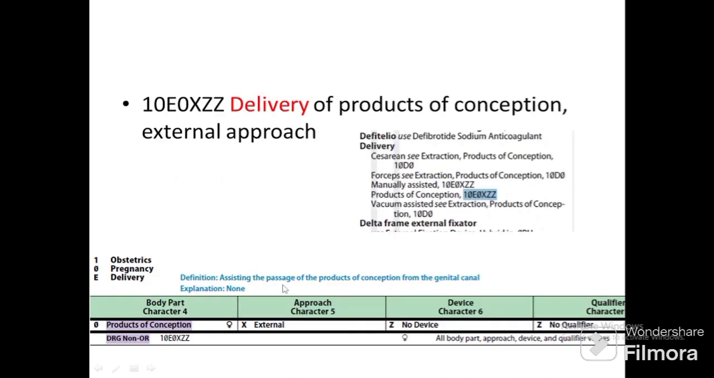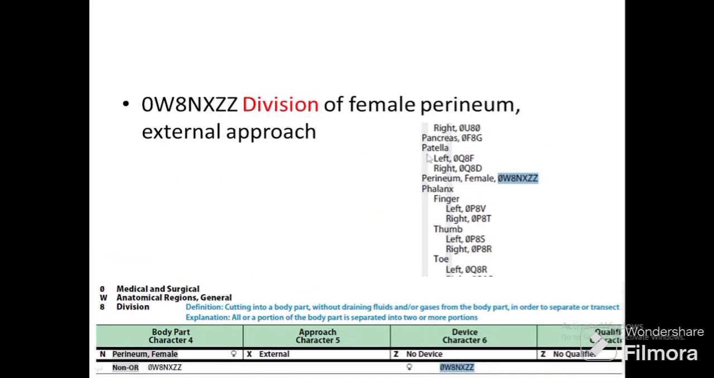So that procedure of midline episiotomy is coded to the root operation division. So we should use the term division in the index, and under division, episiotomy is done at the female perineum region. So we should search for perineum, female. So 0W8. You can always check the root operation here, division, see division, episiotomy. So 0W8 and perineum, female, external approach, no device, no qualifier. So midline episiotomy is always coded to the root operation division.